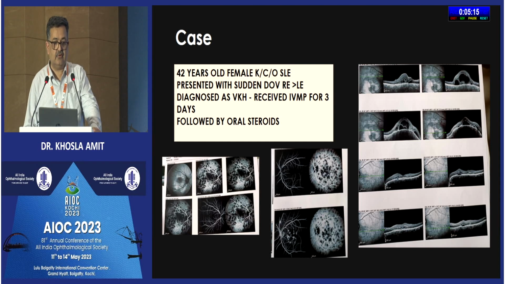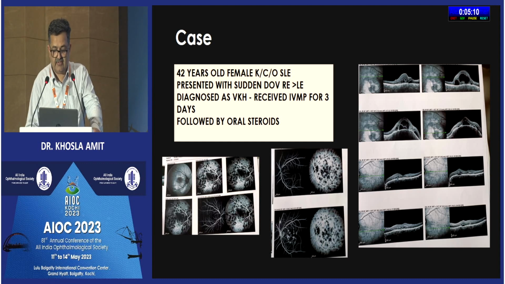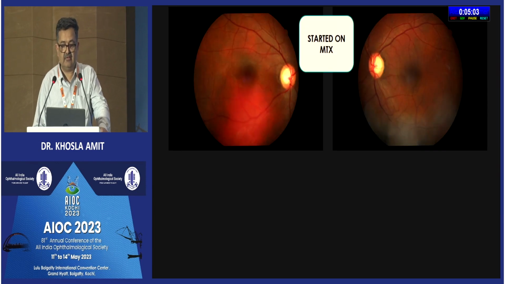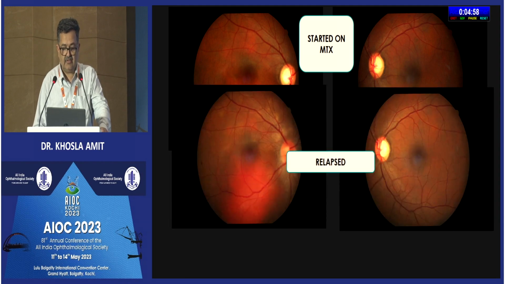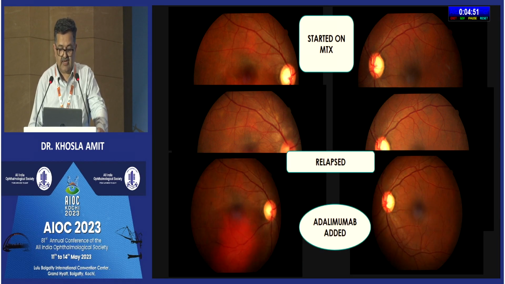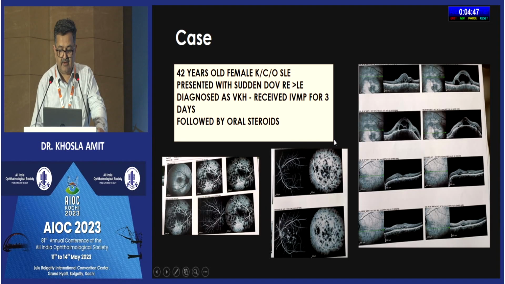Here's a 40-year-old female who was diagnosed elsewhere as VKH. You can see the FA, you can see the ICG. The patient was given steroid, had a complete remission, had a recurrence, and came to me with this right-sided granuloma. I started the patient on steroid and methotrexate. The granuloma doesn't disappear. On this, you feel that the right eye is fine, the left eye is fine. So we added adalimumab. Now, if I go back to the previous slide, the FA here has activity.